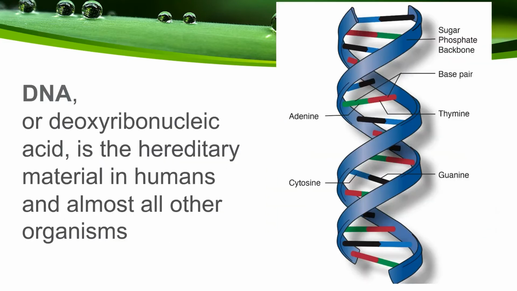Deoxyribonucleic acid. So, wala naman masyadong explanation dito. Kailangan mo lang tandaan na ang DNA, ang ibig sabihin niyan ay deoxyribonucleic acid. So, DNA is the hereditary materials in humans and almost all other organisms. So, nakikita nyo yan sa picture, double helix siya. Binubuo siya ng sugar, phosphate backbone. Tapos, meron ding base pairs. So, adenine, ang kapares niya ay thymine. Cytosine, ang kapares niya naman ay guanine.